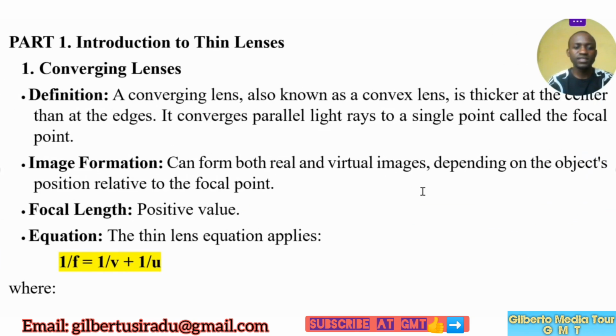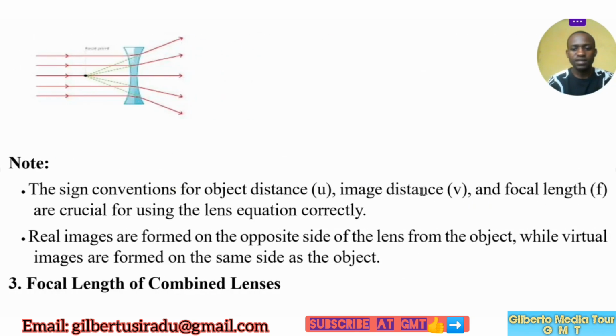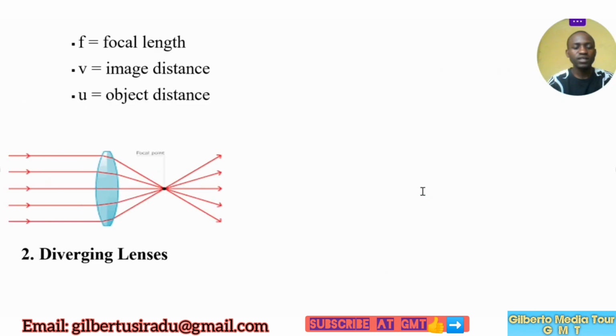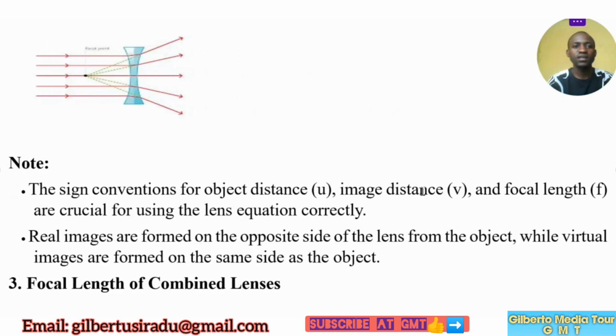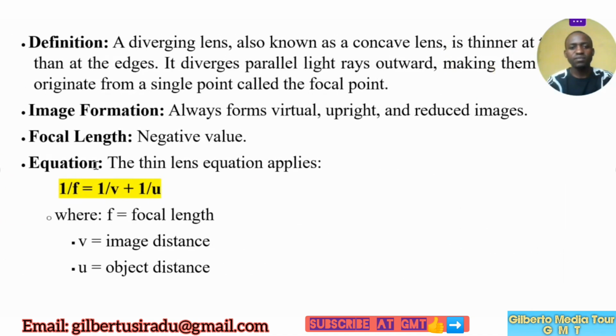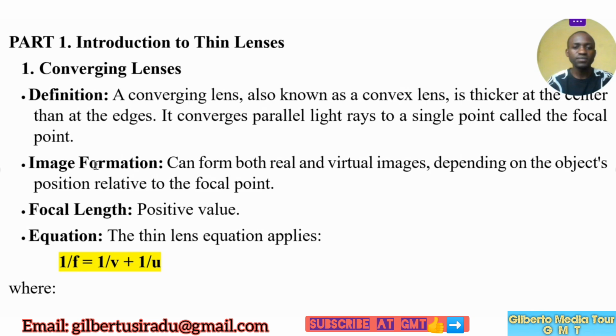Whereas in the diverging lens, it's not the case. For these diverging lenses, refraction is bending, but the imaginary rays are on the same side as the light source. Let's try to see the definitions and so on.